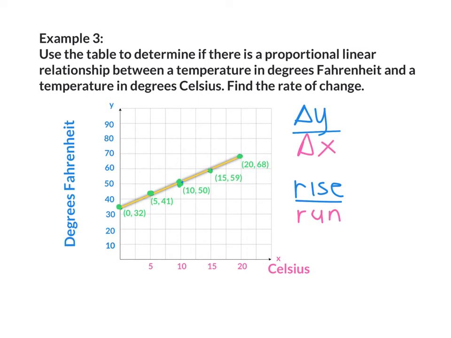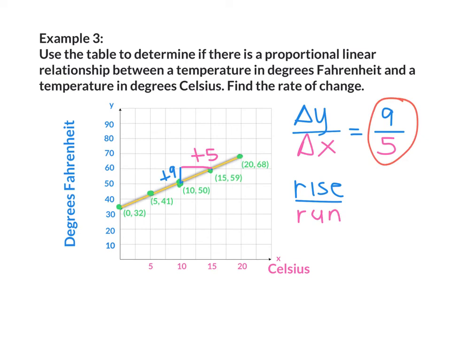So I'm going to do my change in y first. That's my rise. So I'm going to go up. And I'm looking at my y values. From 50 to 59, I'm increasing by 9. So that's my change in y. Now my change in x, which is my run. I'm going across. My x values from 10 to 15, I'm increasing by 5. So that's my change in x. That means that my rate of change is 9 over 5.